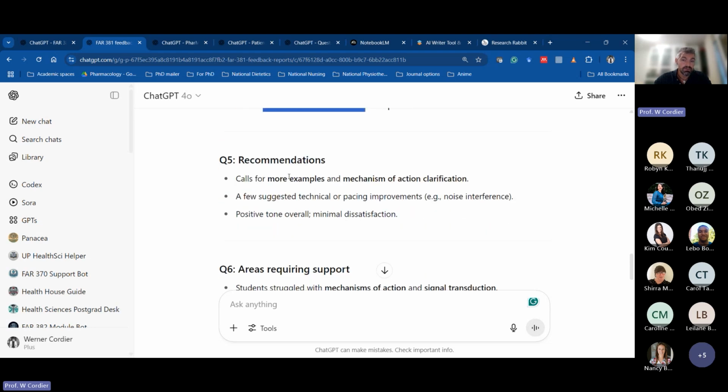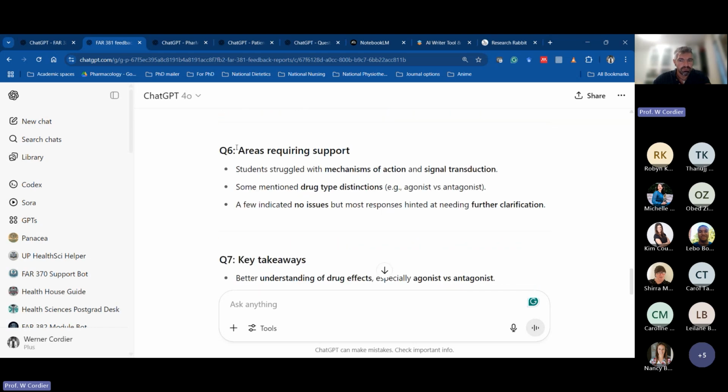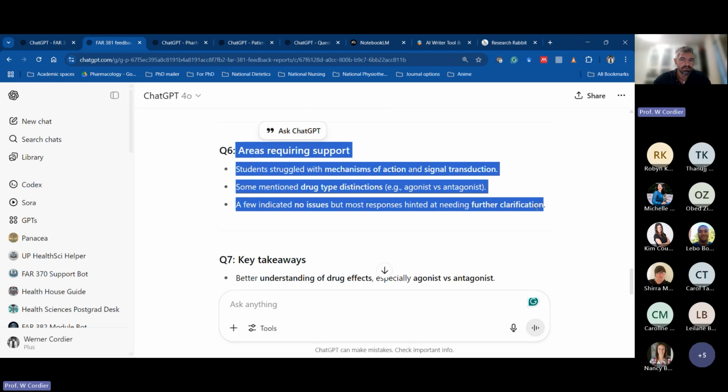They did recommend, though, more examples and mechanisms of action to be clarified, and some technical issues popped up. For example, in this session, there was an issue with the mic, if memory serves me correctly, and they talked about pacing improvements. So the typical thing of some students feeling it's a bit too fast, others a little bit too slow. But overall, positive tone, minimal dissatisfaction. And the areas that required support were also provided.